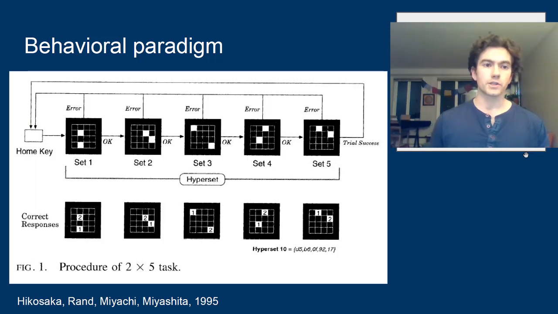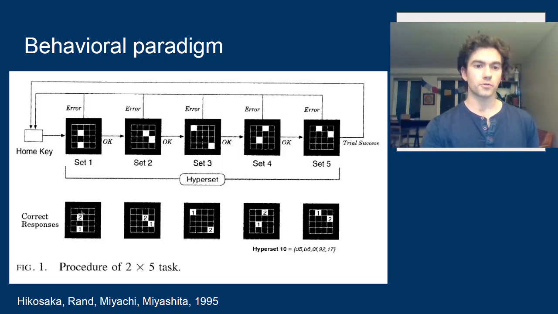So they trained monkeys to perform what they called a 2x5 task. In this task, the monkey is sitting in front of a 4x4 array of buttons, and at any given time, the monkey will have two buttons that are lit up, and the monkey has to press these two buttons in a particular order. So you can see in the figure here that if these two buttons are lit up, then the monkey would have to press the bottom one and then the second one, button 1 and then button 2.